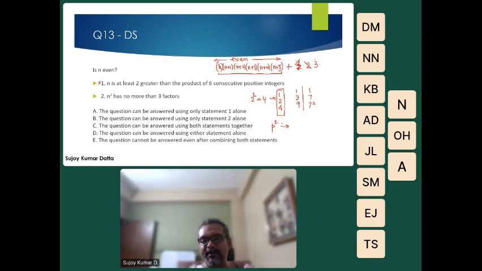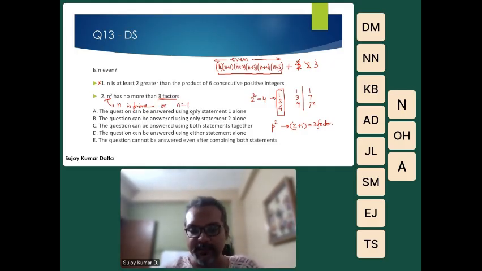How do you calculate the number of factors? If you remember, you add 1 to the exponent of each prime and multiply. So here, if there is only one prime, then 2 plus 1, 3 factors. So 3 factors for a square number implies that n is prime. Okay? Or n is 1, because the square of 1 is just 1, and 1 has only one factor. Okay? So n could be 1 or any prime.